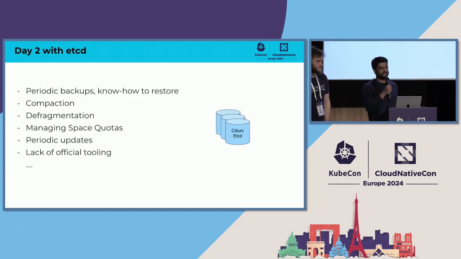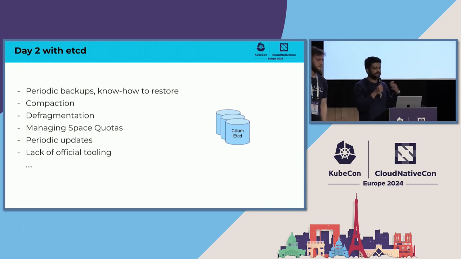So what are the challenges with running your own etcd cluster? How does day two look with etcd? For starters, you'll have to worry about taking periodic backups. Of course, you also need to know how to restore from those backups, right? And you'll have to run something called compaction. etcd keeps track of the history for all the keys that are stored in etcd, so every once in a while, you'll have to run compaction so that you can save on your disk space. Luckily, there are a few options that are already built in etcd, so you can set auto compaction and etcd will take care of it.